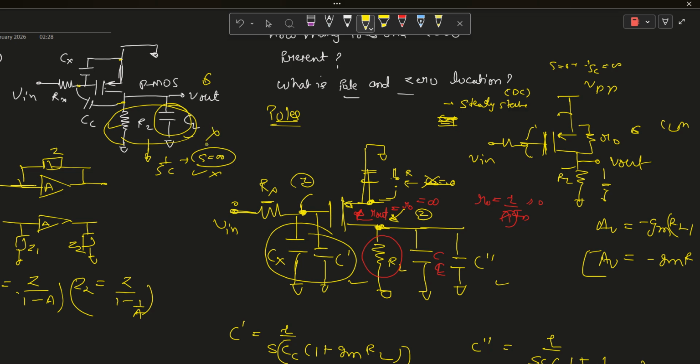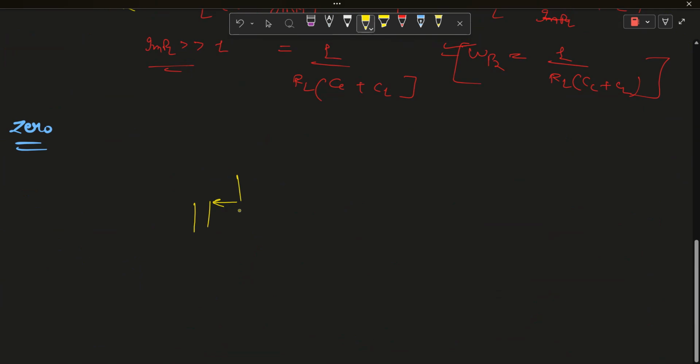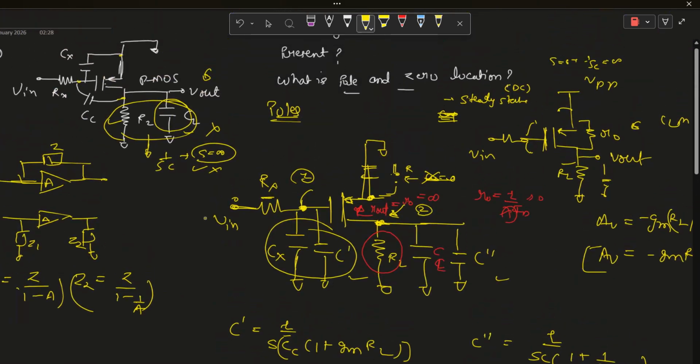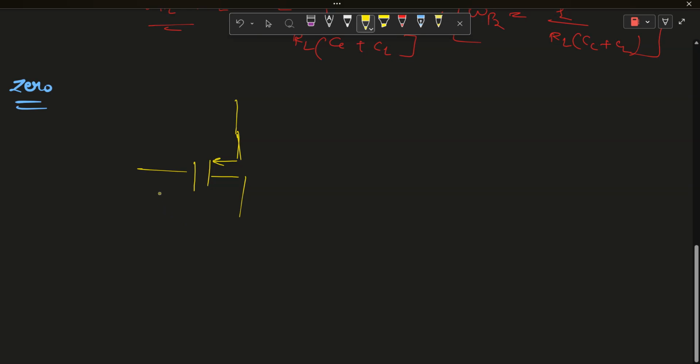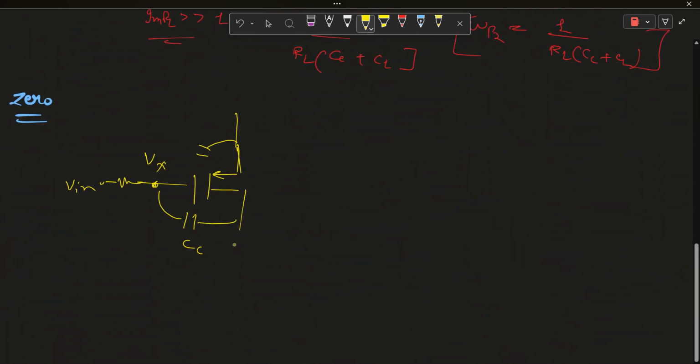There is one another condition, which I will explain by making the circuit. Sorry, this is a MOSFET, and this is our circuit. This is our Cc capacitor, and this is V in, and I will denote this voltage as Vx. There is one other capacitor, which is not our point of interest currently for zeros, and this is RL and CL capacitance, and this is V out.